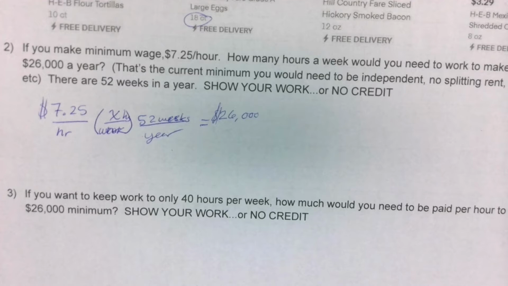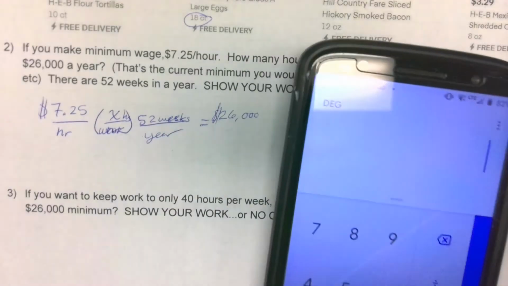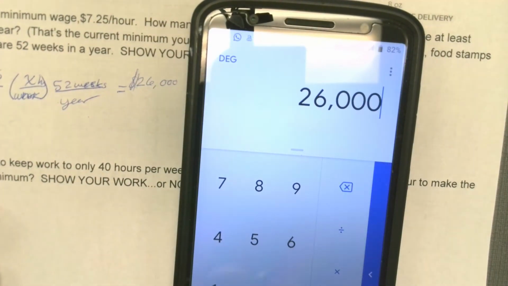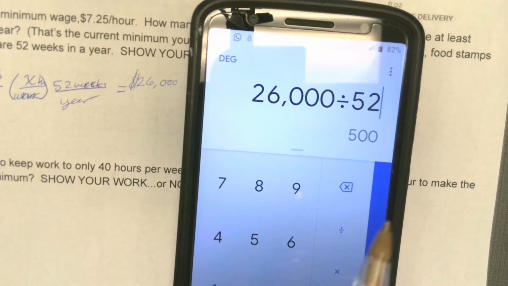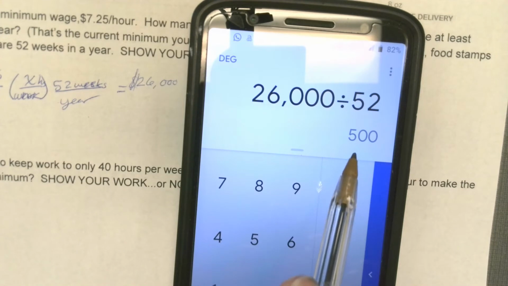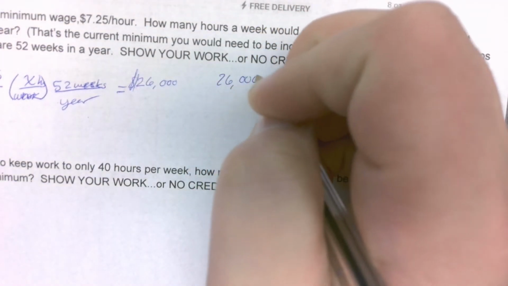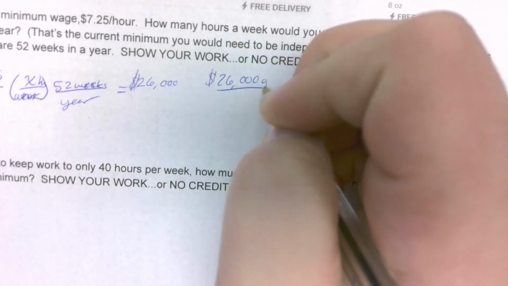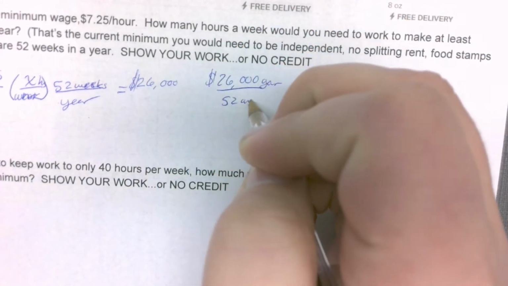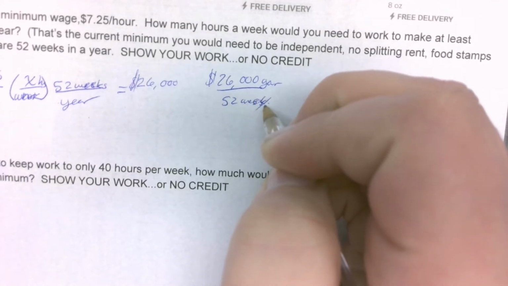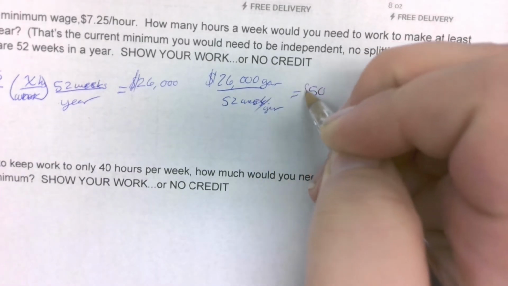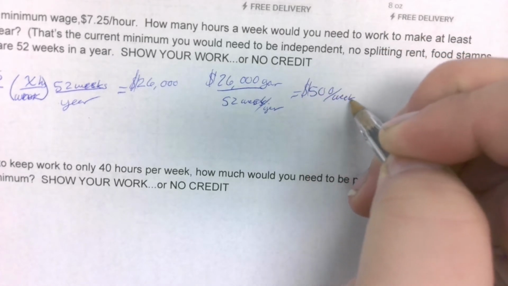So there's a couple simple ways to do this. Honestly, if I were doing this, this is what I would do. I would do 26,000. How many weeks in a year? 52. So I'd divide it by 52, and that's how much money I need to make every week. Does that make sense? I need to make $500 a week minimum. So I would do 26,000 divided by, that's dollars per year. I would divide it by 52 weeks per year. And that would give me $500 per week is how much I need to make.